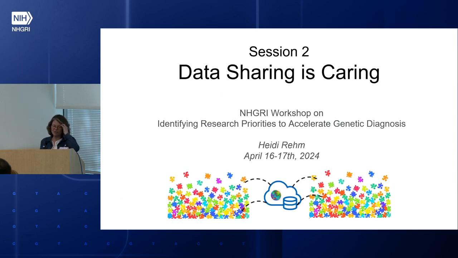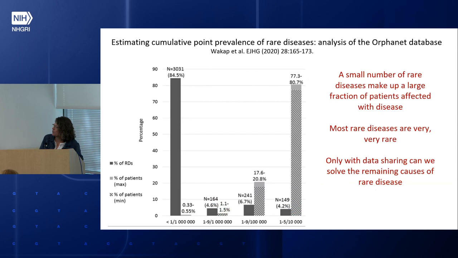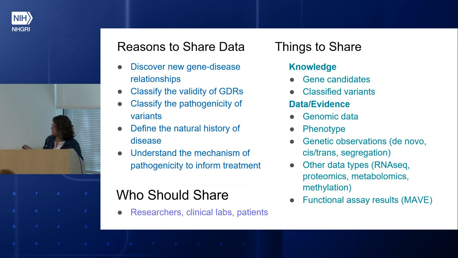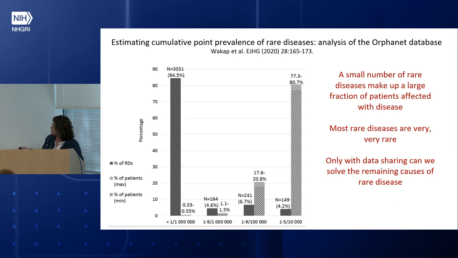So, as mentioned, I was asked to talk a little bit about data sharing as sort of a backdrop to this discussion. So I wanted to start with one of my favorite graphs from the Orphanet database that talks about the prevalence of rare diseases. And the point they're making here is that the vast majority of individuals walking around on the planet with rare disease, and we all talk about how rare disease is actually really common in aggregate, 1 in 10 individuals has rare disease. But the truth is most of the people with rare disease actually have it due to a very small number of common rare diseases.